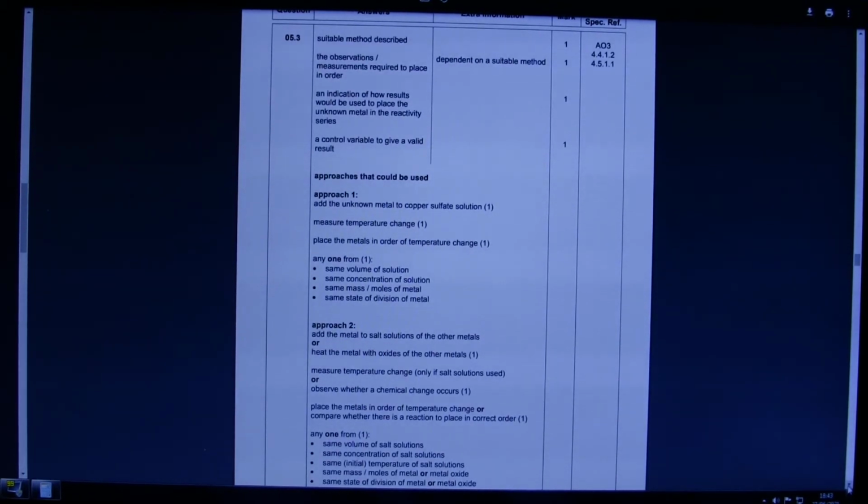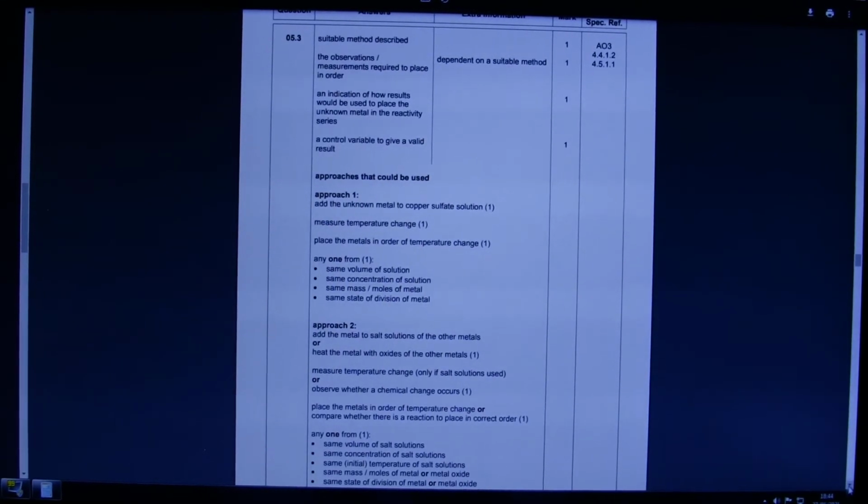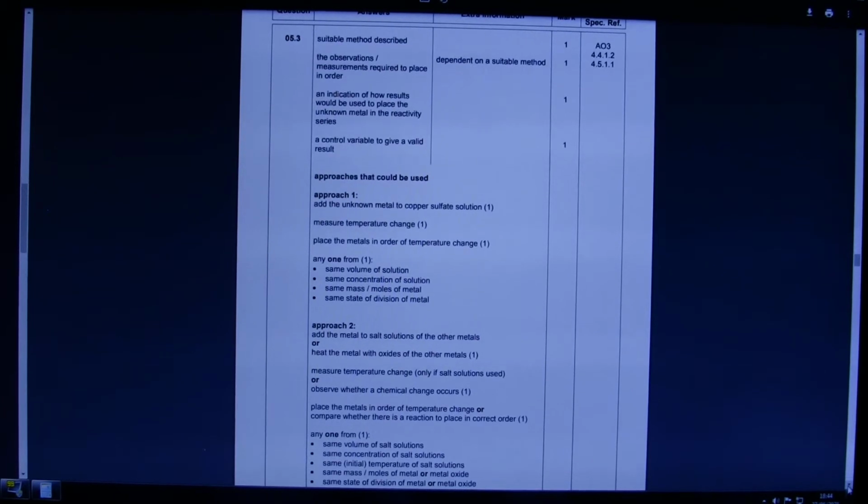Add the metal to salt solutions of the other metals. Or heat the metal with oxides of the other metals. Yeah, heating one metal with an oxide of another, like heating aluminium or magnesium with an oxide of iron, can cause a reaction. You get magnesium oxide and iron. This is a reaction known as the Thermite reaction. Yeah, you can get it started, good luck stopping it.